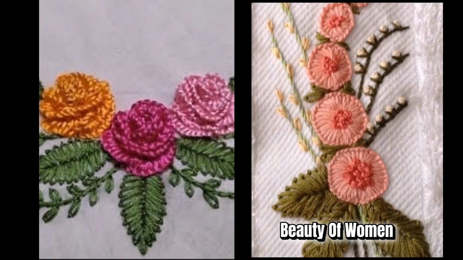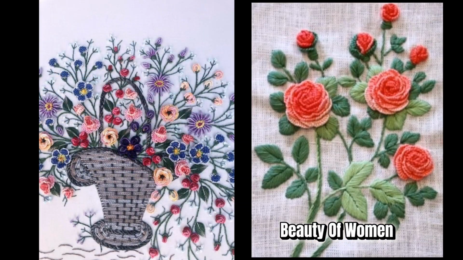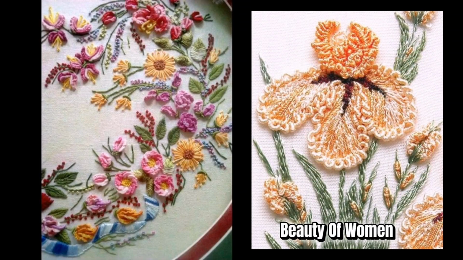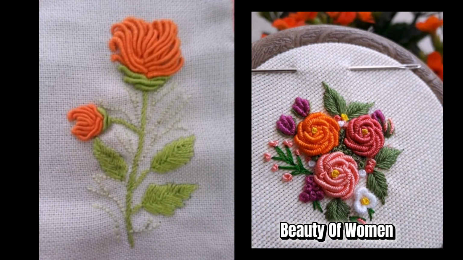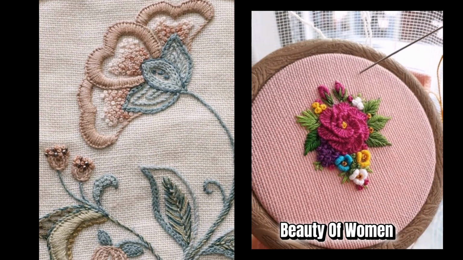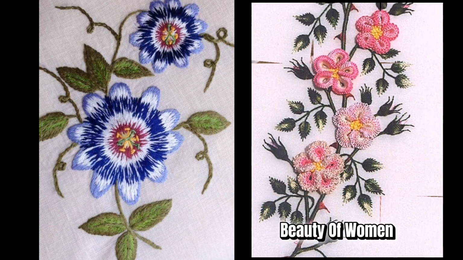Next is the leaf and vine patterns. This design is very natural and elegant. It uses simple leaf patterns and shapes connected with vines and lines. It looks very soft and stylish. Many people use this design on borders, dupattas and scarves. It gives a very classy and traditional look.